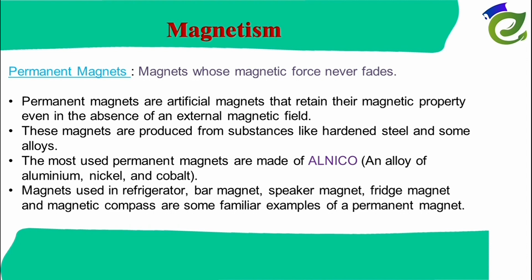So these magnets are produced from substances like hardened steel and some alloys. The most used permanent magnet of all is an alloy of aluminium, nickel, and cobalt, in short form, ALNICO. So, where are they used? These magnets are used in refrigerators, bar magnets, speaker magnets, fridge magnets, and magnetic compass.